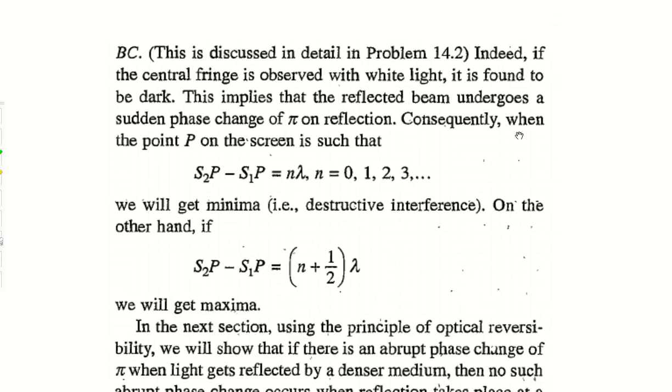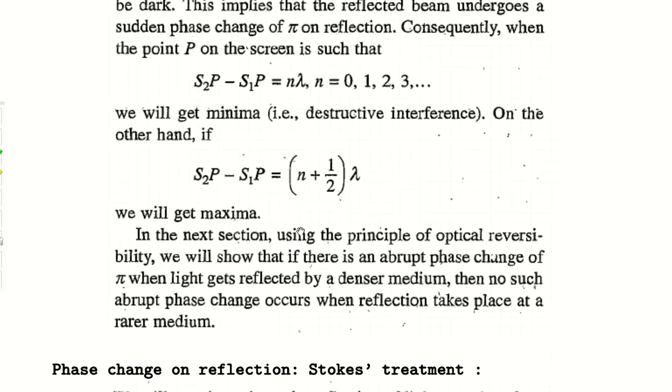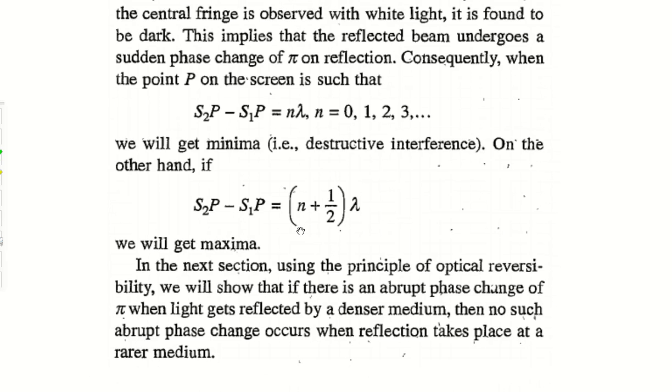So consequently, when your condition of constructive interference was n lambda, here n lambda will satisfy the minima or destructive interference. On the other hand, if the path difference satisfies (n plus half) into lambda, that is, the odd multiple of lambda by 2, then it will satisfy constructive interference, that is the maximum, because of the extra path difference lambda by 2. This is the very remarkable experiment done by Lloyd.